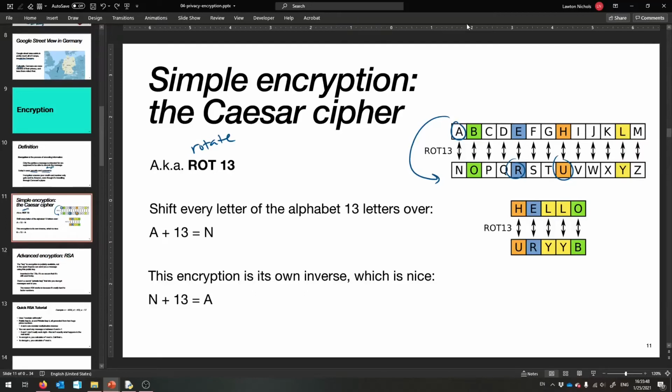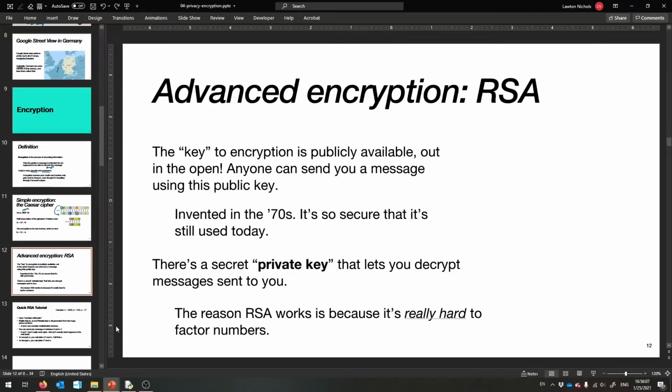Obviously, it's completely broken now, because if you send this message to anybody, they're like, okay, yeah, that's probably ROT13. Let's just check really quick. And yes, this looks like English again, so we were right. So you don't want to send anybody stuff using the Caesar cipher, and that's definitely not what you're sending to Amazon. All right, so let's talk now about advanced encryption.